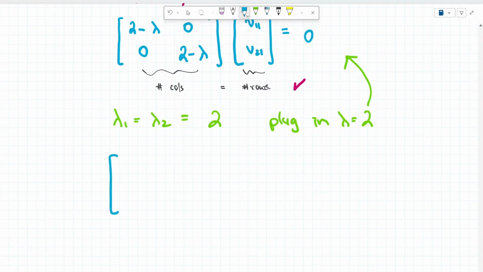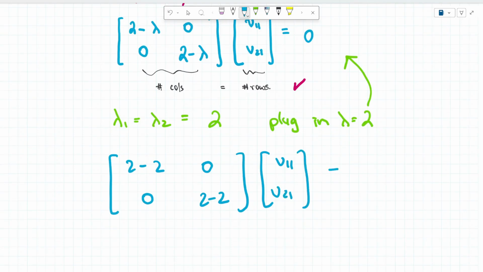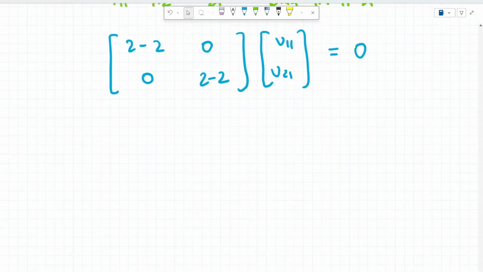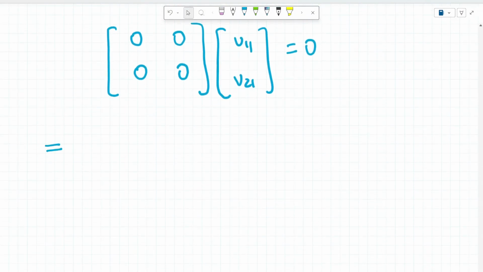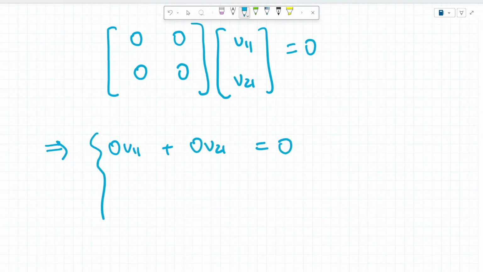We get the matrix 2 minus 2, 0, 0, 2 minus 2, multiplied by v11, v21, set equal to 0. So what's happening? We end up with 0, 0, 0, 0, multiplied by v11, v21 equals 0. Let's perform our matrix multiplication. We get 0 v11 plus 0 v21 equals 0, and then we also get 0 v11 plus 0 v21 equals 0.